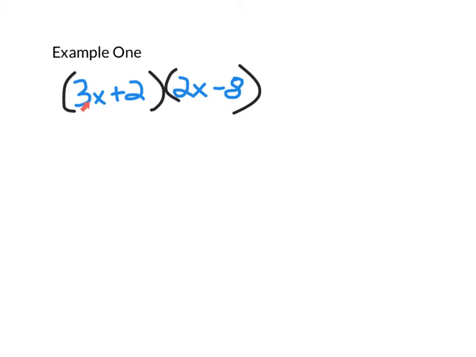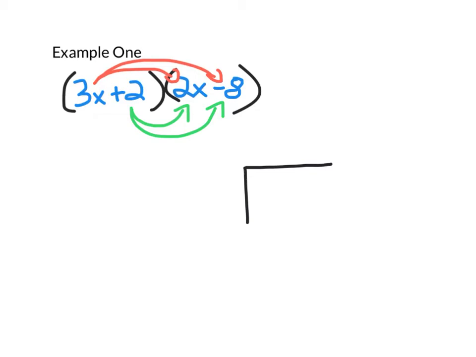This says 3x plus 2 times 2x minus 8. Again, just real quick, we could use the distributive property, and it's really what we're doing. So we're multiplying the first term 3x times 2x and the second term 3x times negative 8. Then we're multiplying the second term, the 2 times 2x, and the 2 times negative 8. But to do that and to keep ourselves organized, we are going to use the box method, which you can just create your own box.